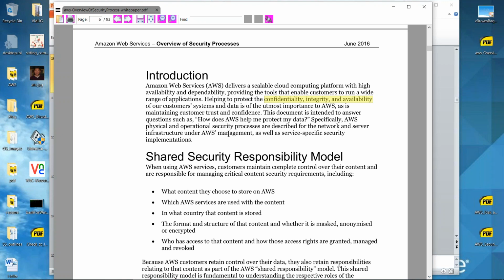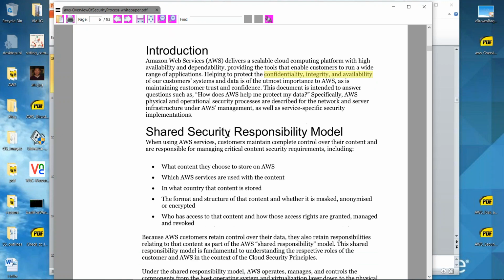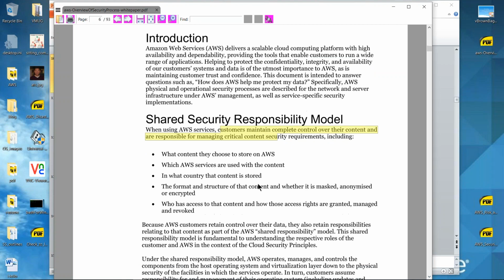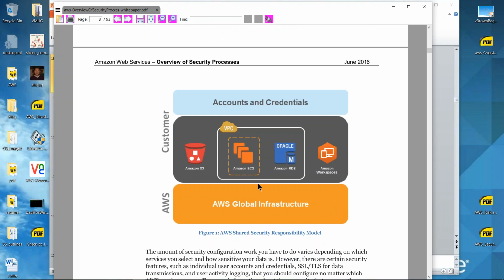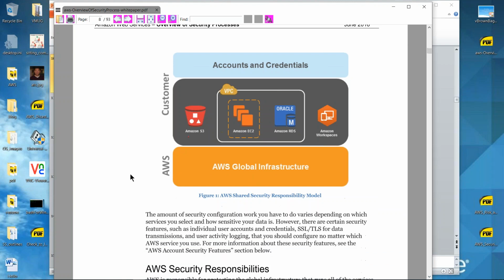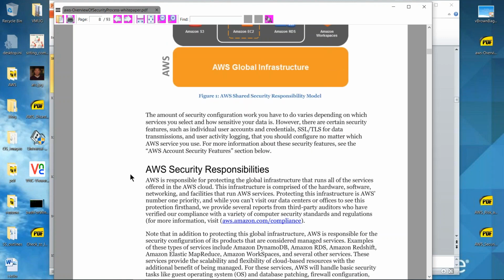And then, as I said, in this document, it talks about the shared responsibility between the customer and AWS. It says the customer maintains complete control over the content and is responsible for all these things. So I think we need to take a look and understand this. This is a picture that we have seen before. AWS is responsible for the global infrastructure, and the customer is responsible for the rest. With one exception, AWS is also responsible for something called the managed service.